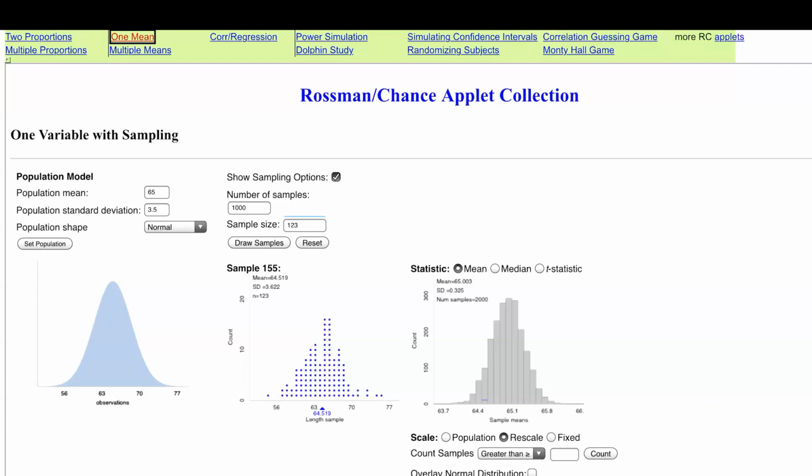Notice that the mean of this null distribution is 65, it's 65.003, but basically the same mean as the population. But the standard deviation is only 0.325. That's much lower than the standard deviation in the population, that's 3.5, or the standard deviation of any individual sample. And again, if you click around and just notice the sample standard deviations, they're all close to 3.5.